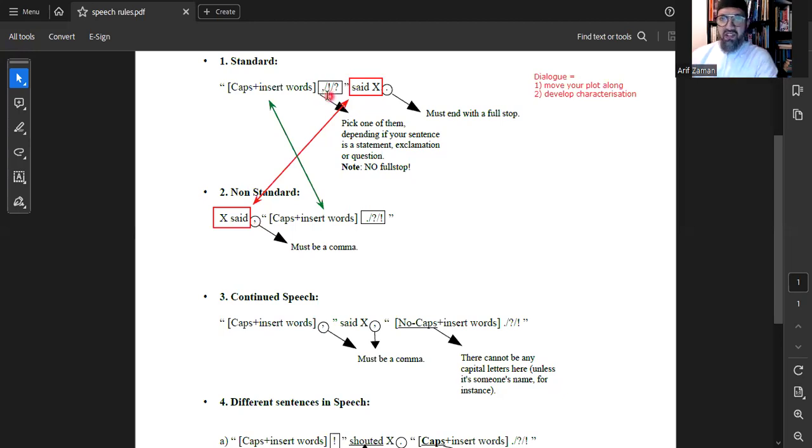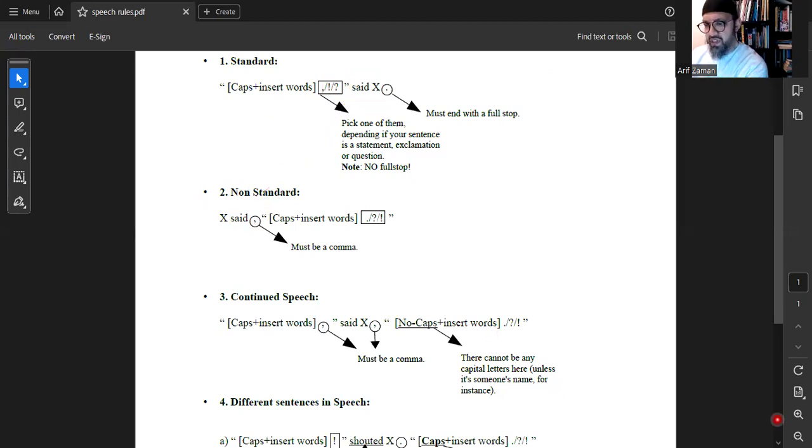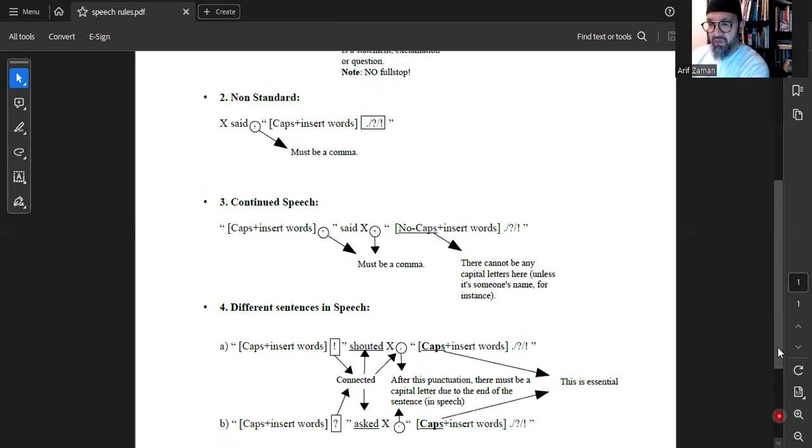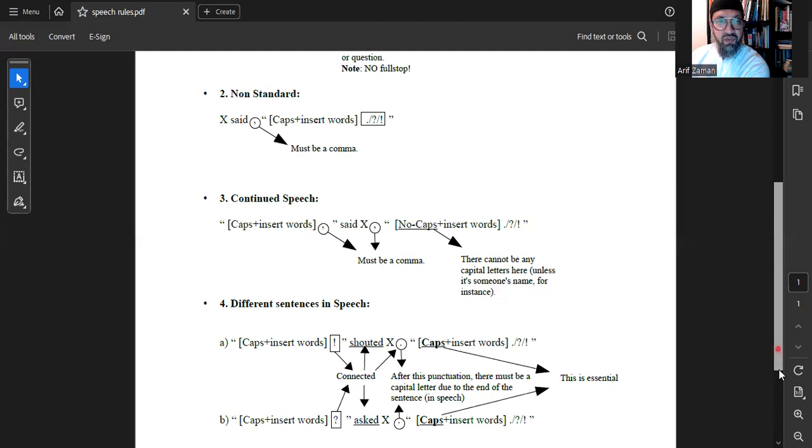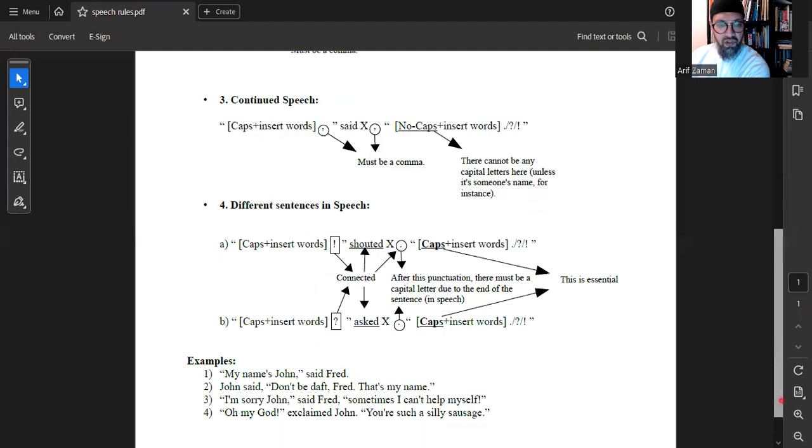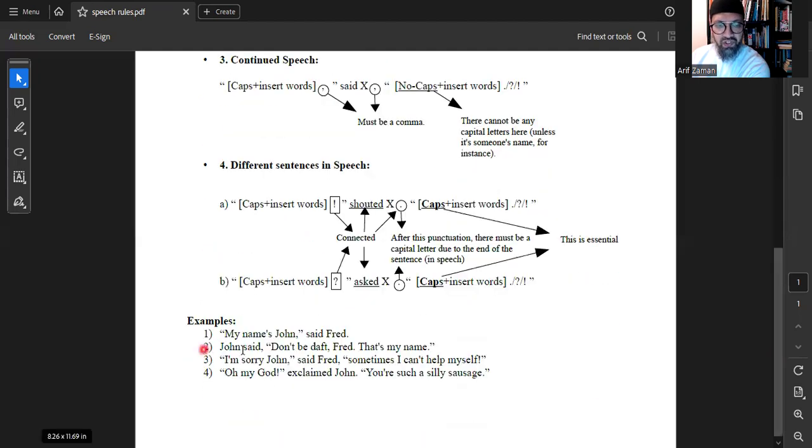Obviously, if it's an exclamation, you put an exclamation mark there. If it's a question, you put a question mark there. So far, so good. So we've got 1 and 2. Let me now move to 3. 3 is a different type of arrangement. Actually, before I go to 3, let me give you an example of 2. So, number 2. John said, don't be daft, Fred, that's my name.